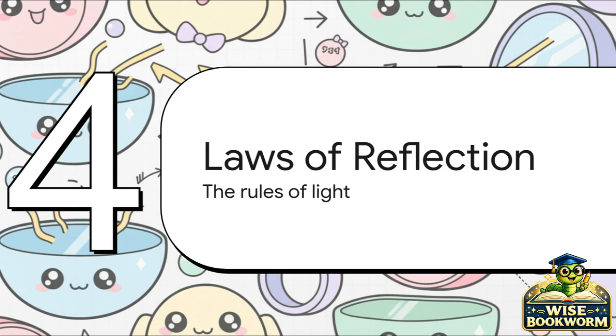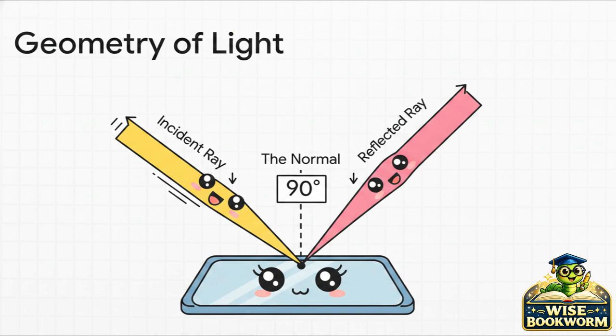Which brings us to our final stop, Section 5, the laws of reflection. To really master this, we just need to map out the basic geometry of light. First up is the incident ray, which is simply the light traveling toward and falling onto the mirror. Next is the reflected ray, which is the light bouncing right back off. And to measure the angles, we use something called the normal, which is just an imaginary line drawn at a perfect 90-degree angle right at the exact spot where the light hits the surface.